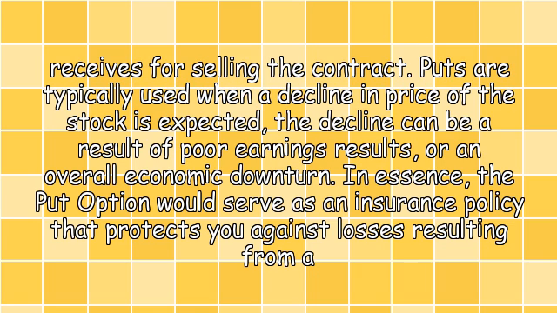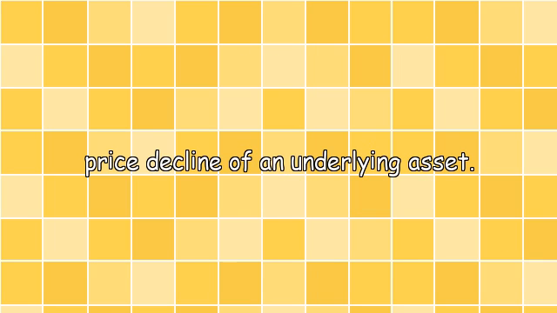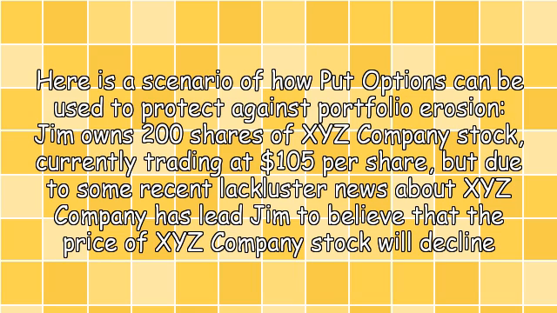Puts are typically used when a decline in the price of the stock is expected. The decline can be a result of poor earnings results or an overall economic downturn. In essence, the put option would serve as an insurance policy that protects you against losses resulting from a price decline of an underlying asset. Here is a scenario of how put options can be used to protect against portfolio erosion.